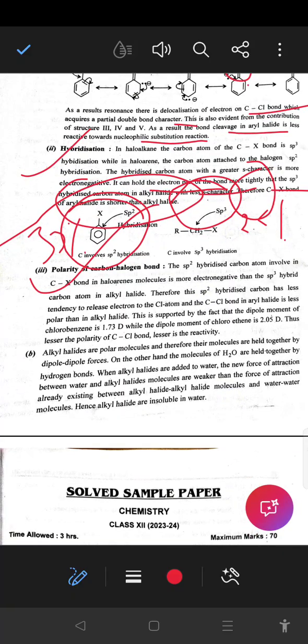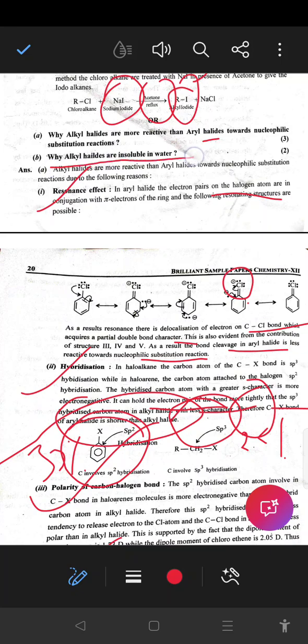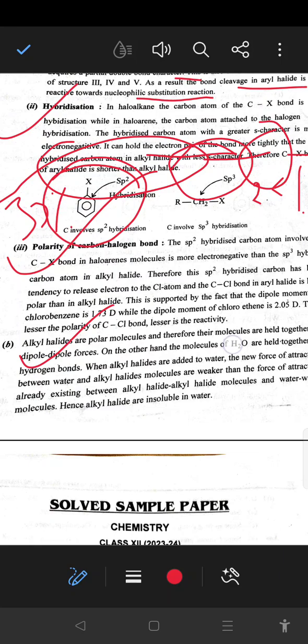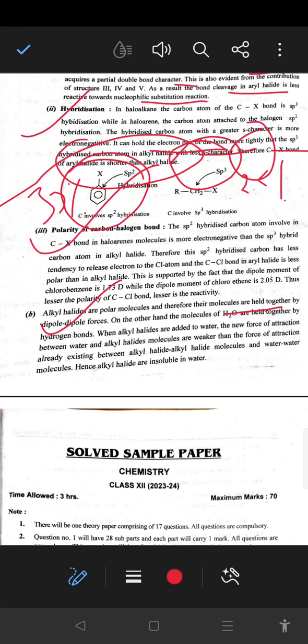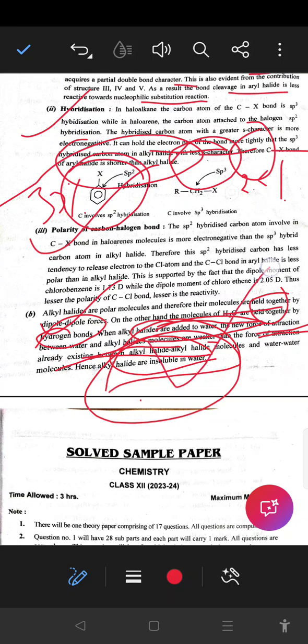Next question: why are alkyl halides insoluble in water? Alkyl halides are polar and their molecules are held together by dipole-dipole forces, while water molecules are held together by hydrogen bonds. When alkyl halides are added to water, the new forces of attraction between water and alkyl halide molecules are weaker than the forces already existing between the water molecules and between the alkyl halide molecules. Hence alkyl halides are insoluble in water.